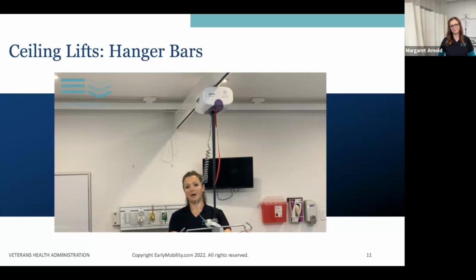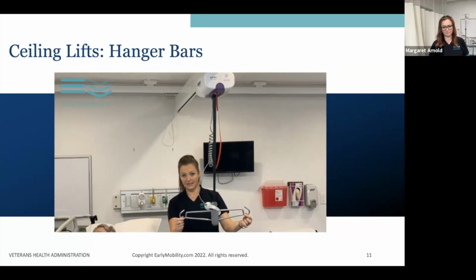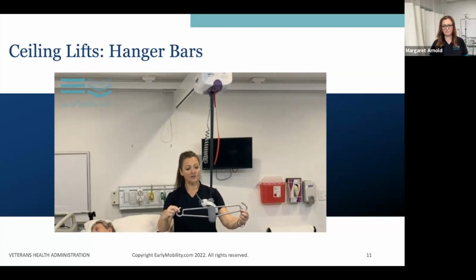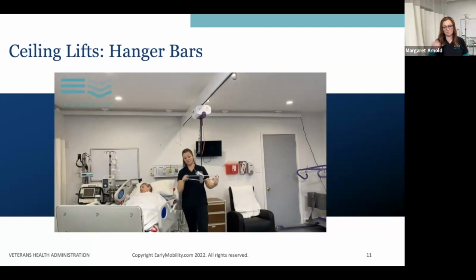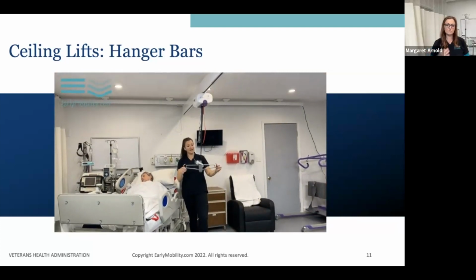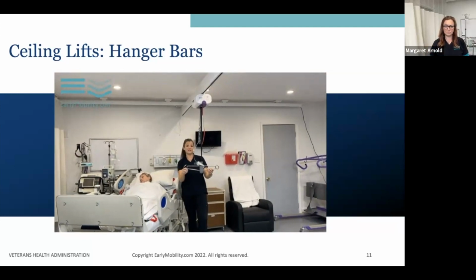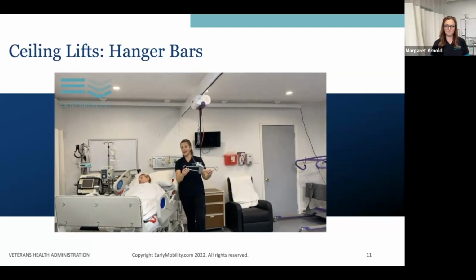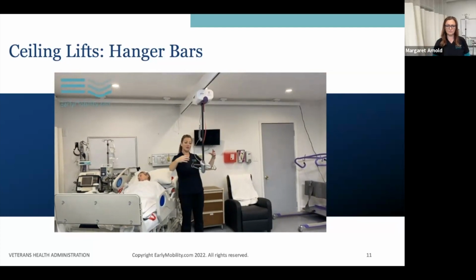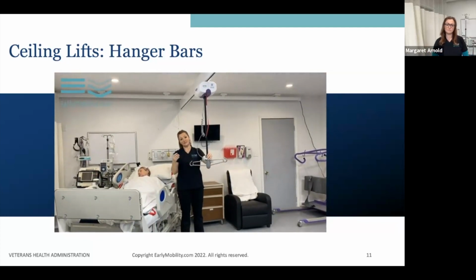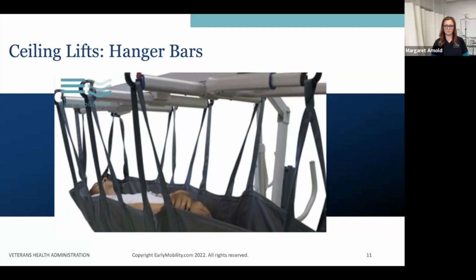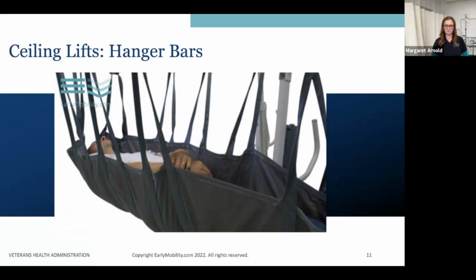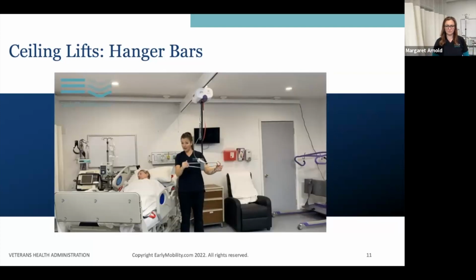Ceiling lift hanger bars are almost always loop style hanger bars with a gate mechanism that has a loop, and it may have a spring to close this gate. In this one it does not. This is a 2-point hanger bar, but you also have some lifts with 4-point hanger bars, and some manufacturers even make a longer attachment where you can have 6 or even 8 points to attach, especially for your bariatric patients or your repositioning slings, so that you can spread the load over a wider area.